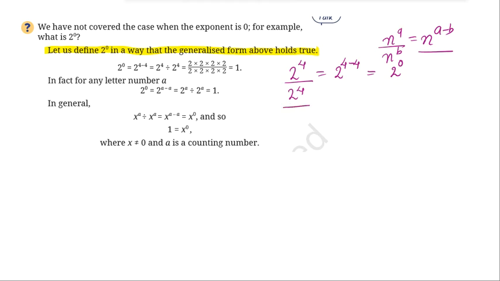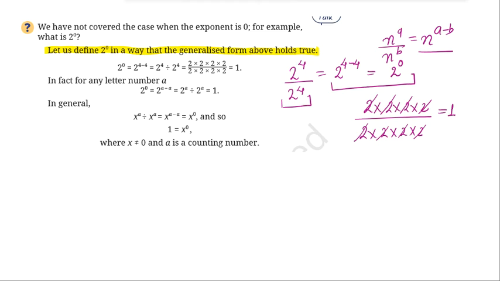Now let us solve this independently. 2 to the power of 4 can be written as 2 times 2 times 2 times 2, divided by 2 times 2 times 2 times 2. The 2s cancel, then again and then again, we can cancel all the 2s. So what do you get? The answer is 1. Since both of these are equal, 2 to the power of 0 should also be equal to 1.